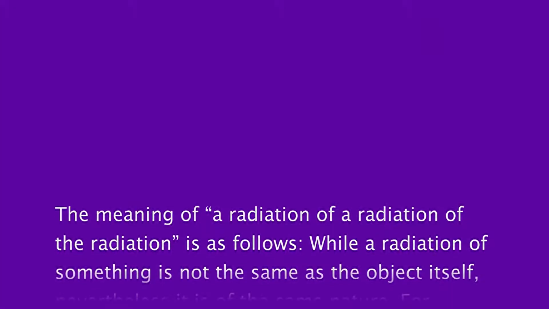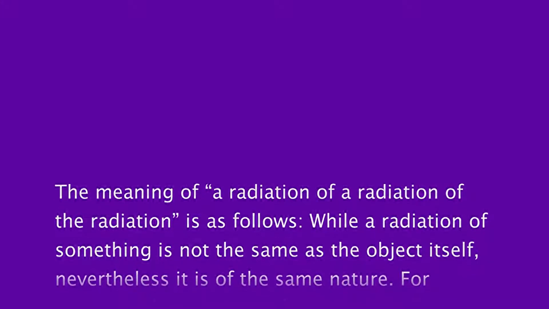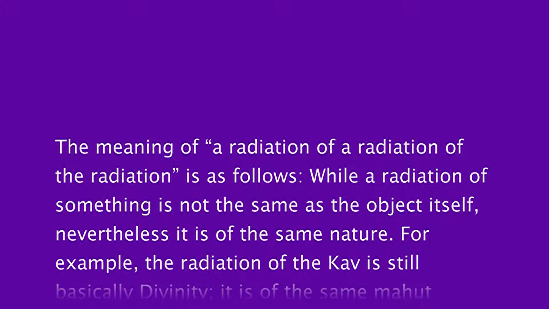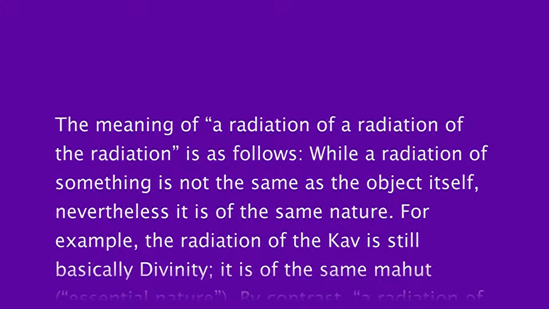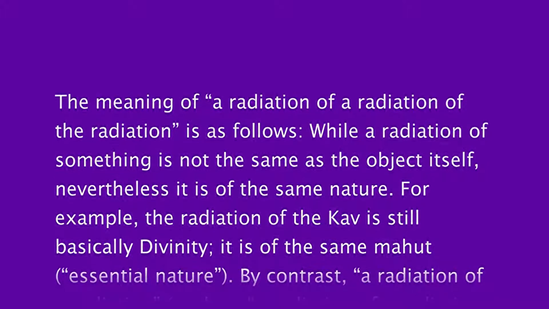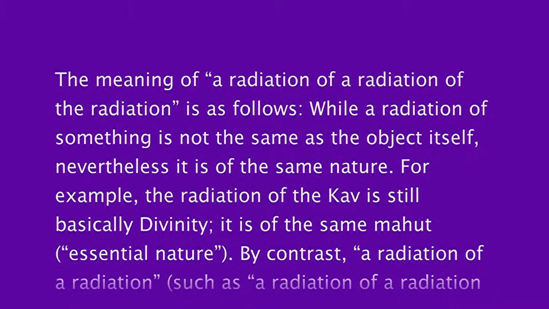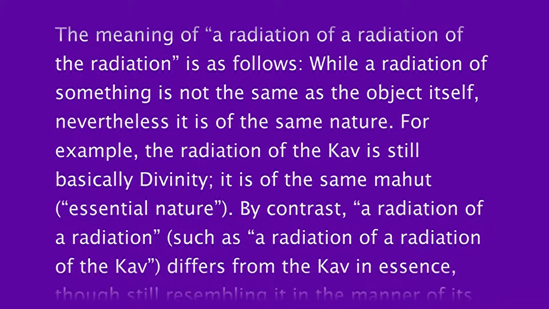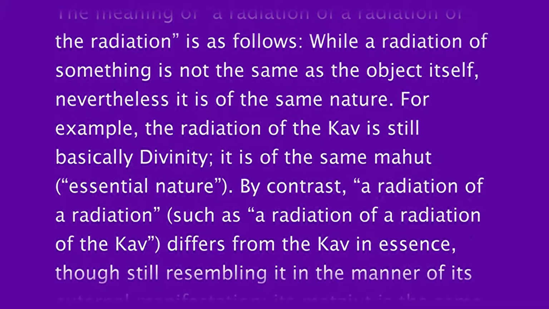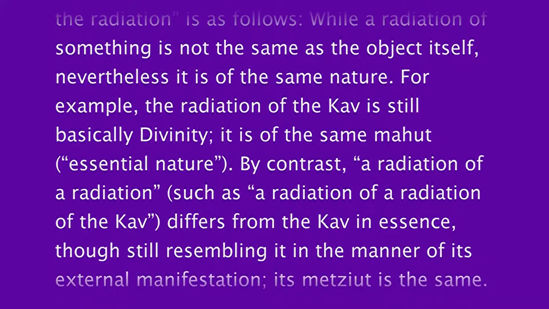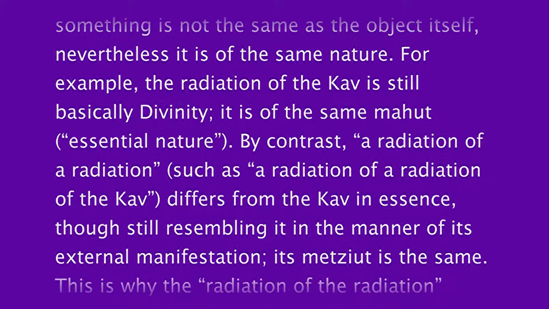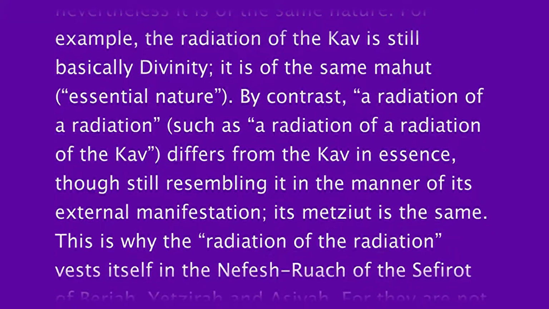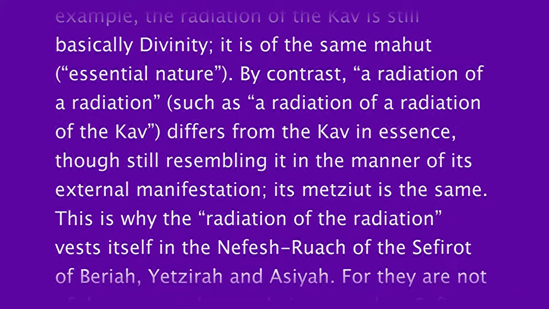The meaning of a radiation of a radiation of the radiation is as follows. While a radiation of something is not the same as the object itself, nevertheless, for example, the radiation of the Kav is still basically divinity. It is of the same mahut, essential nature. By contrast, a radiation of a radiation, such as a radiation of the Kav, differs from the Kav in essence, though still resembling it in the manner of its external manifestation. Its matziyut is the same.